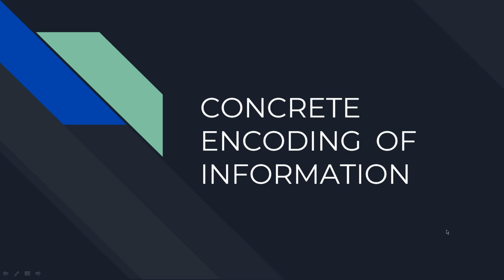Hello guys, in this video we'll be learning about concrete encoding of information. In previous videos we discussed how to encode information as a sequence of bits. In this video we turn our attention to finding useful physical representations for bits. Our first step is building devices that can process information. If we are going to design a machine that manipulates information, how should the information be physically encoded?